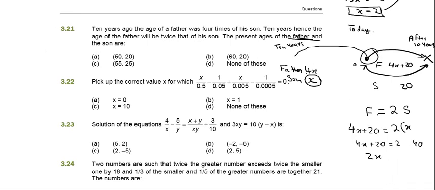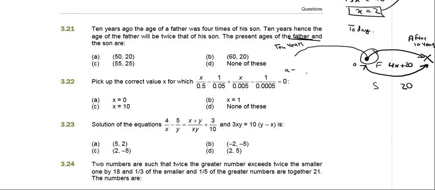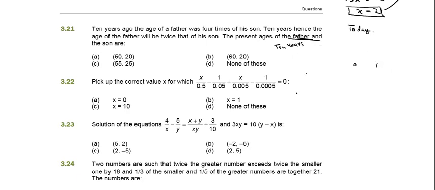Okay, 3.22 says pick up the correct value of x for which x minus 0.x divided by something minus something plus x over 0.005 minus this equals 0. Now there are actually three ways to solve it. Either you solve the entire equation manually or you solve it on calculators, and the easiest one, which you will do in your exams, is to substitute the values of x one by one in this equation. If this equation becomes 0 equals 0, that will be your answer.